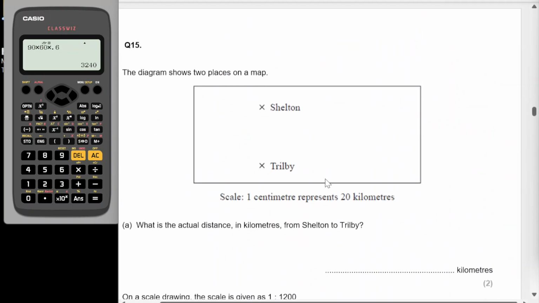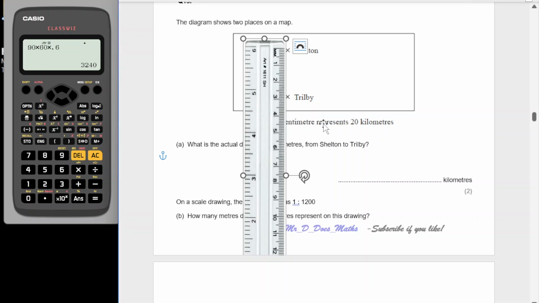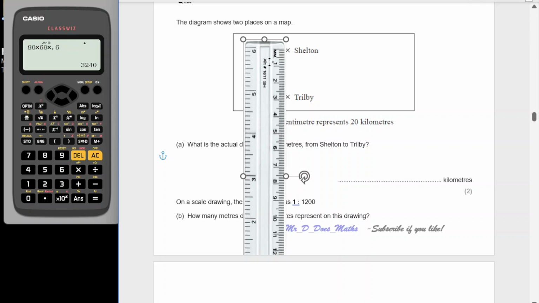Okay, and question 15. The diagram shows 2 places on a map. The scale of 1 centimetre represents 20 kilometres. What is the actual distance of S from T? Okay, so when I place my ruler on there, I get roughly 2.8. I'm measuring it in real life as well as on my diagram, and I've tried to match my ruler on there. So place my 0 point at Shelton, and that works pretty nicely. So 2.8.